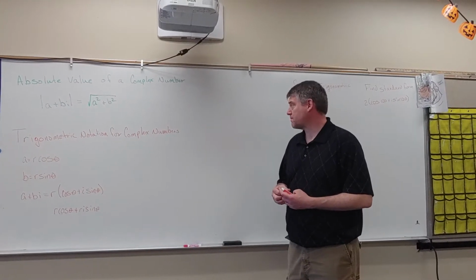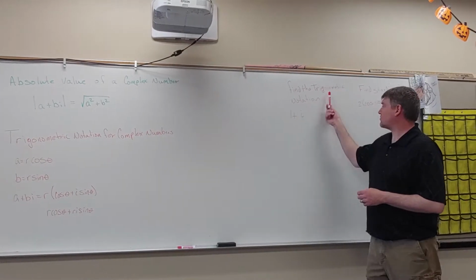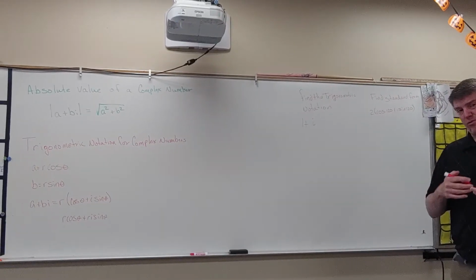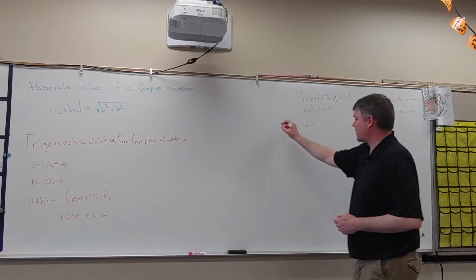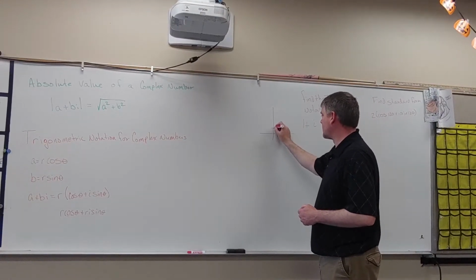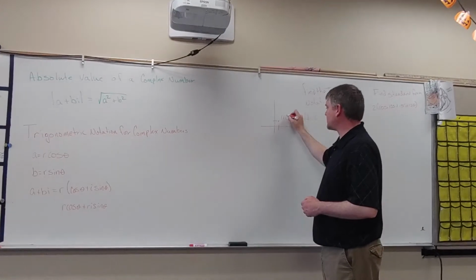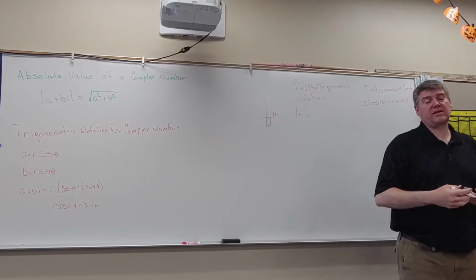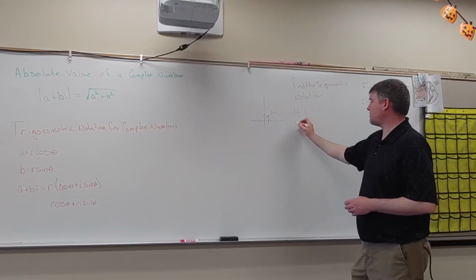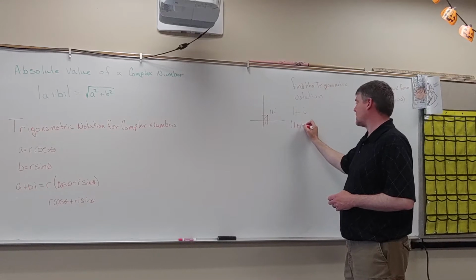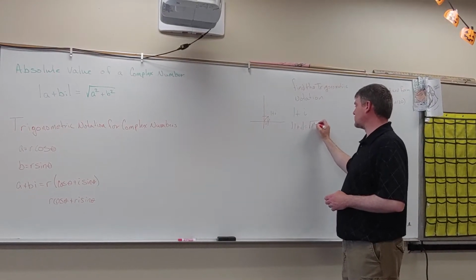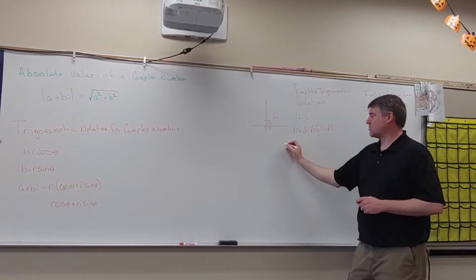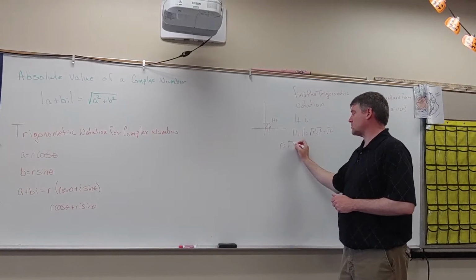So we're going to look at how I find those pieces. If I want to find the trig notation of 1 plus i, we'll graph this to get an idea of where it's at. So there's 1 plus i. I now have this triangle where this is 1, this is 1. I need to find my r first, so I need to find the absolute value of 1 plus i, which is the square root of 1 squared plus 1 squared, which is the square root of 2. So now I know r equals the square root of 2.